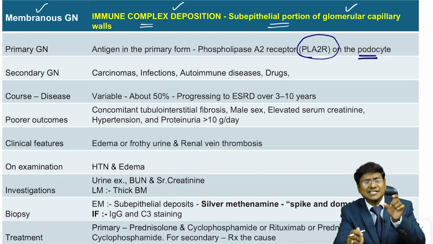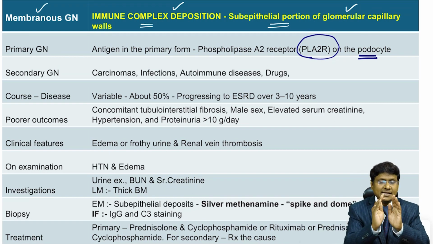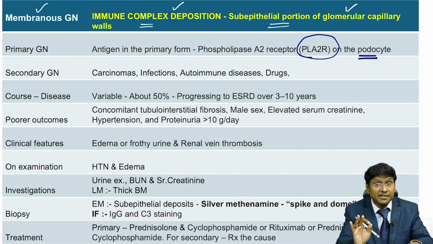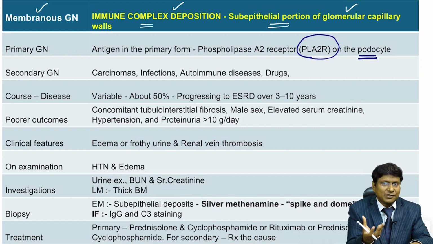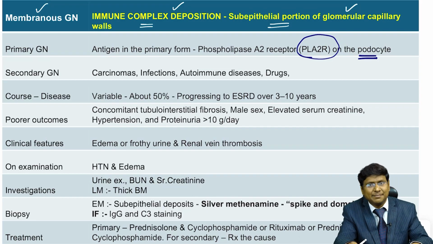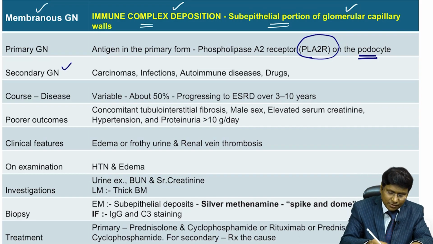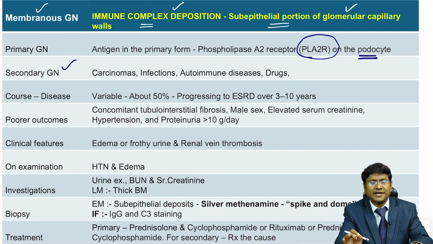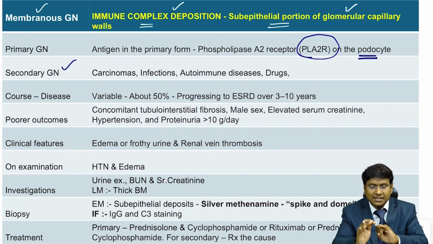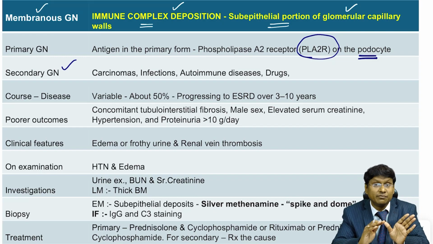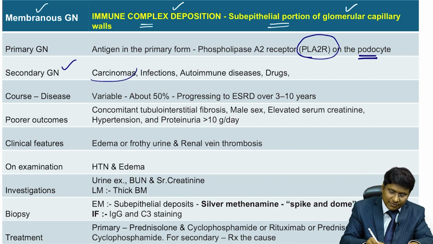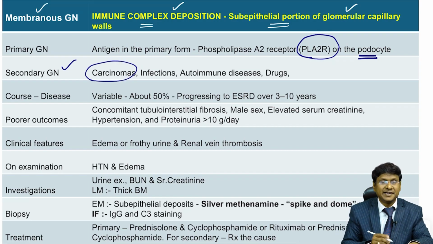And against this particular receptor, which is acting as an antigen, the antibody will come and bind, and that will result in the formation of the immune complex, and that will be deposited in the subepithelial portion of the glomerular capillary wall. Secondary membranous glomerulonephritis is secondary to certain malignancies. What are the malignancies? Carcinoma of the breast, colon, esophagus, stomach, carcinoma of the lung.